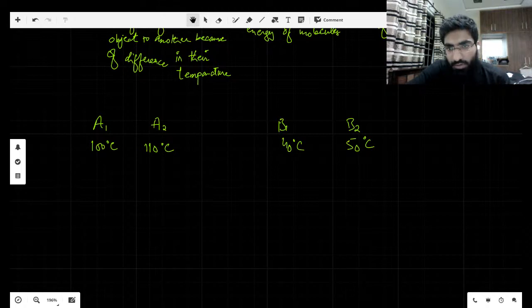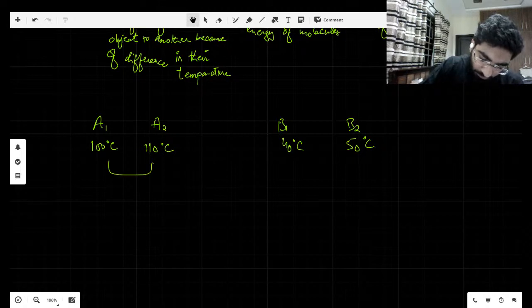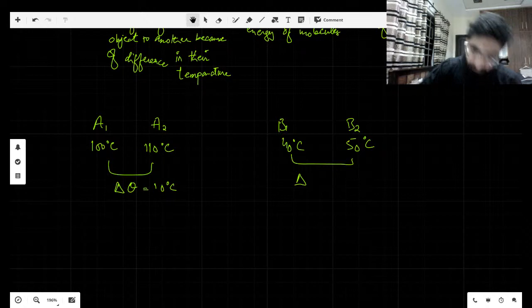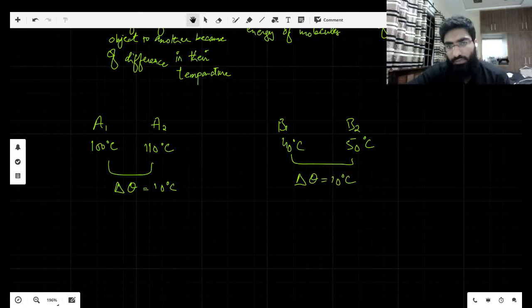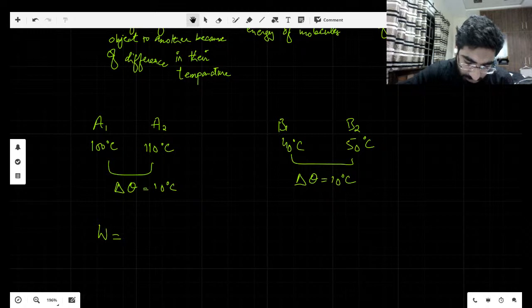Wrong. It would be the same in both, because the difference in temperatures in both cases, delta theta, is 10 degrees centigrade. So as long as the difference in temperature is the same, the amount of heat energy is the same. Another way to understand this, if you remember from your previous studies, is that work done is equal to change in potential energy or change in kinetic energy.